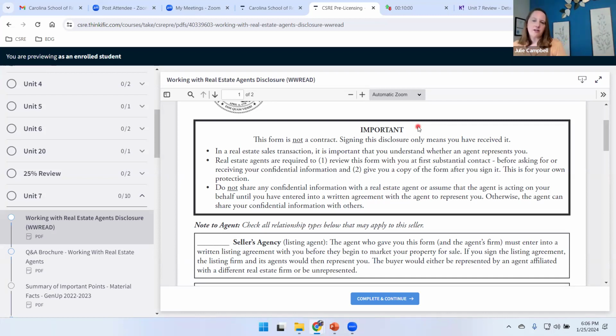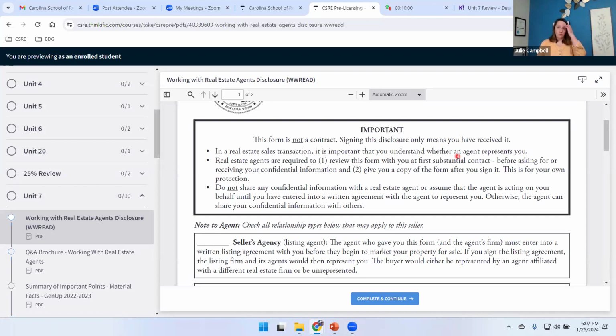In a real estate sales transaction, it's important that you understand whether an agent represents you. That's an interesting word right there. Not me, not you, just any agent. Does an agent represent you in the transaction? Real estate agents are required to review this form with you at first substantial contact, before asking for or receiving your confidential information, and give you a copy of the form after you sign it. This form is for your own protection, consumer. This is a consumer protection form.